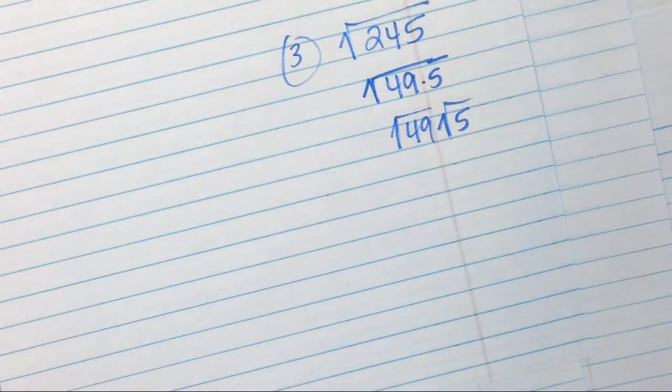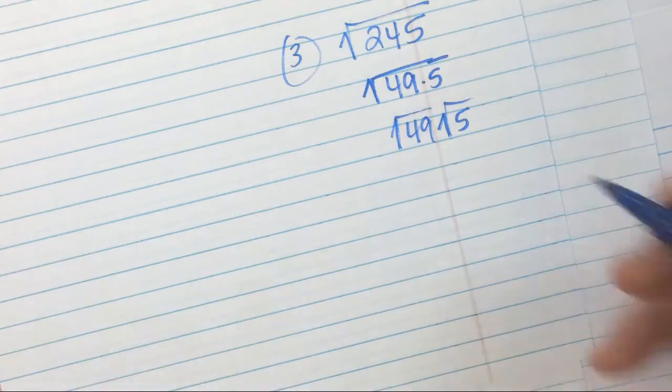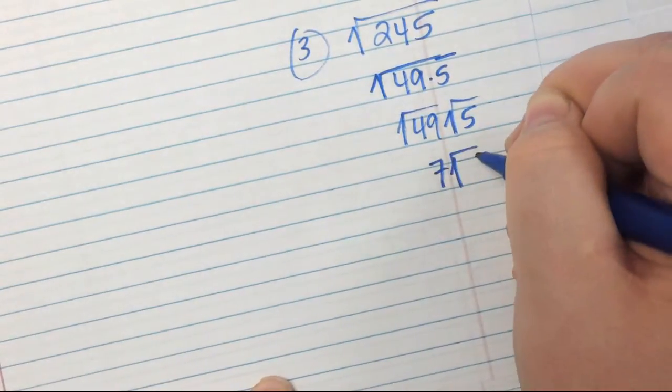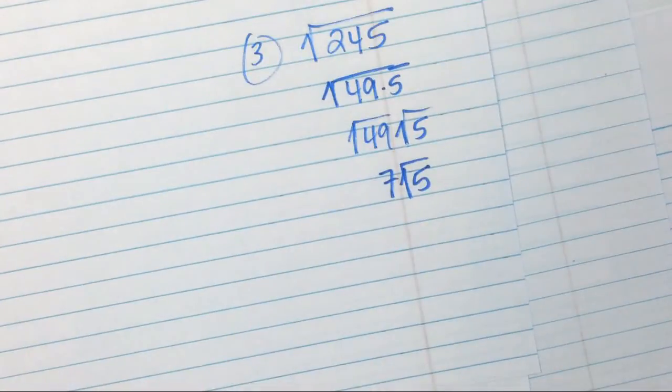Okay, now what is the square root of 49? What is the square root of 49? 7. So what is my final answer? 7 square roots of 5. But yes, close enough. Yes. This is much easier. Thank God.